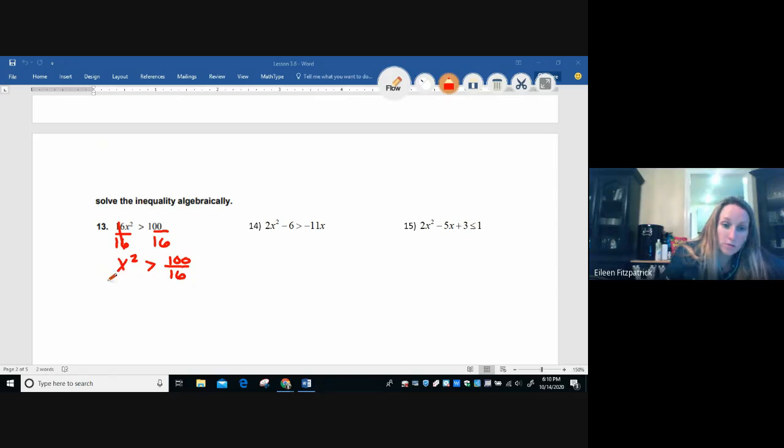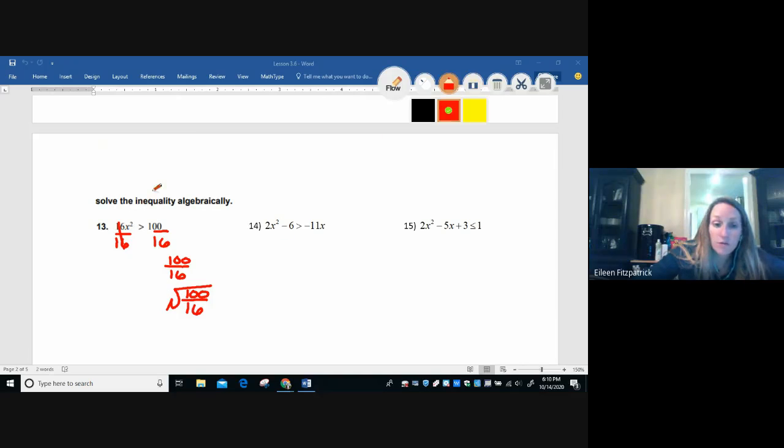Now take the square root of both sides, to get x by itself. So x is equal to plus or minus the square root of 100 over 16. And actually, guys, I should tell you, for these problems, and I'll explain why in a second, we're going to change the inequality symbol for now. We'll go back to the inequality in a minute, but we're going to change the inequality symbol to just an equal sign, and just work through it like an equation for now.